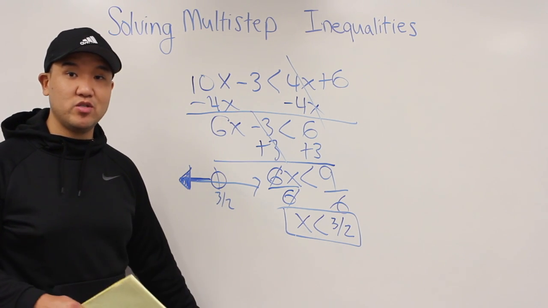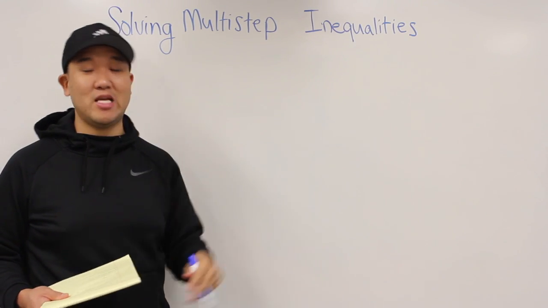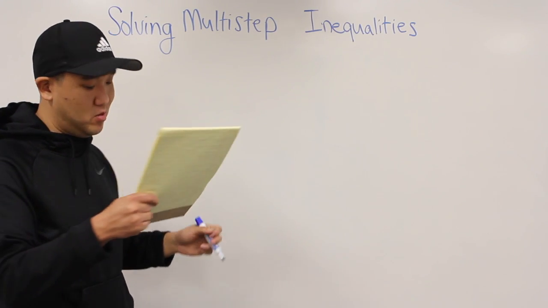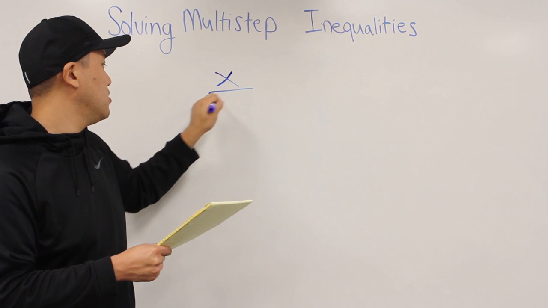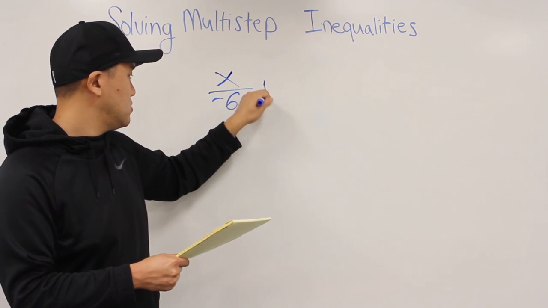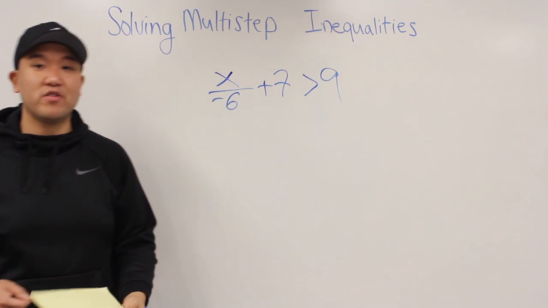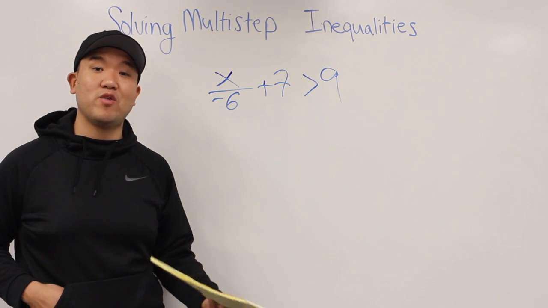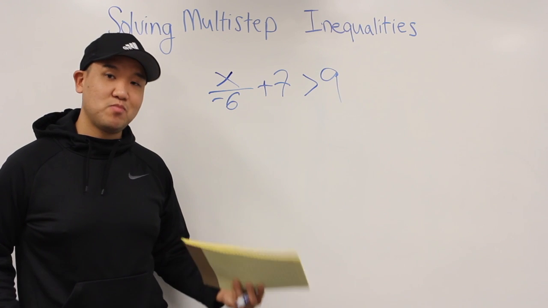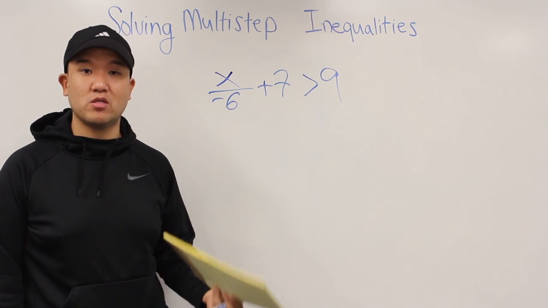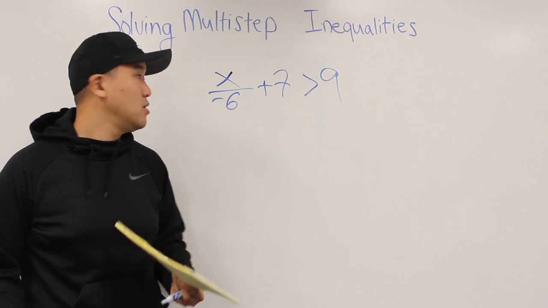Alright, check your answers. Let's try our intermediate problem. Alright, step 2, our intermediate problem. So if I gave you this problem, x over negative 6 plus 7 is greater than 9. Get x by itself. Remember our rules. About 30 seconds to a minute. Go.